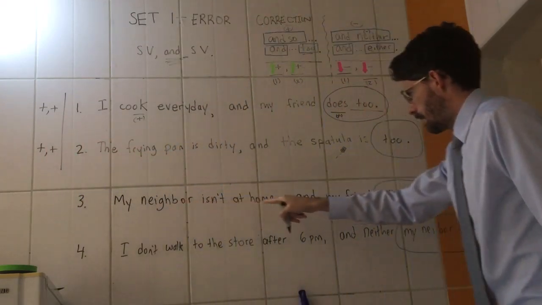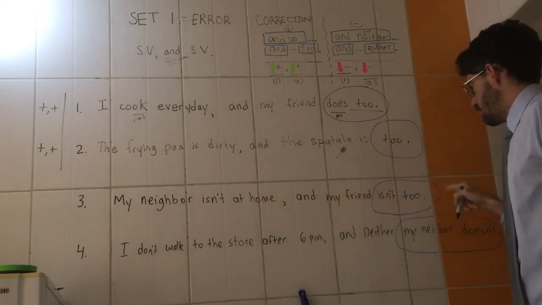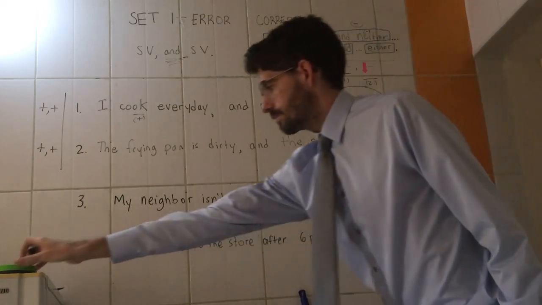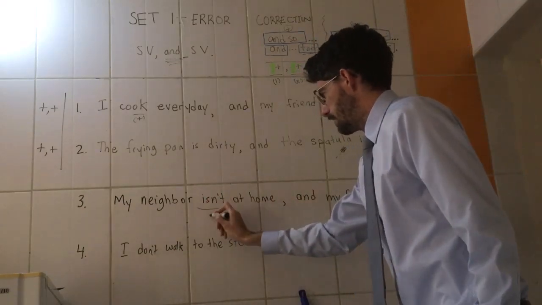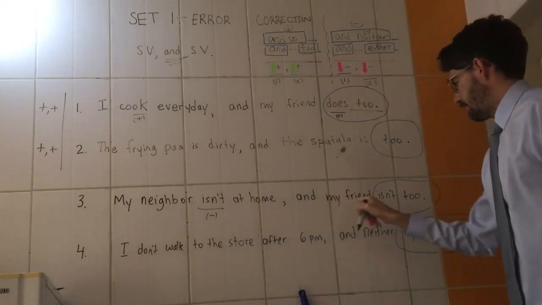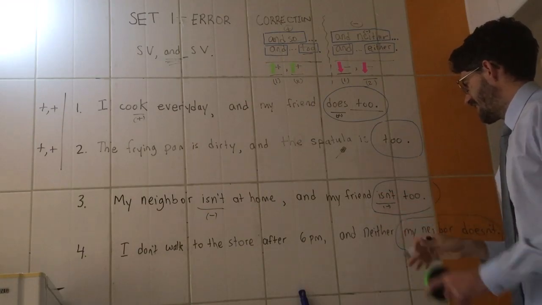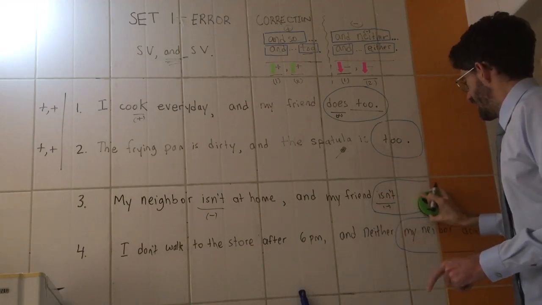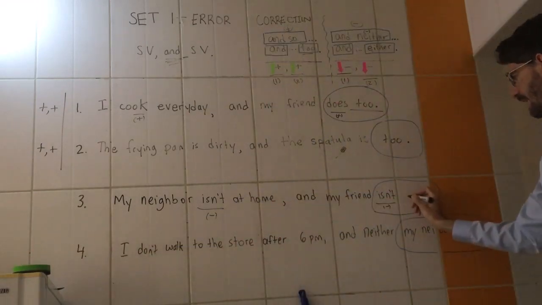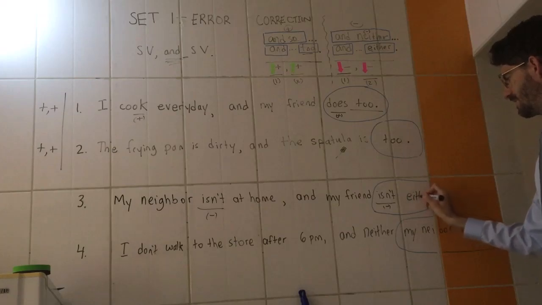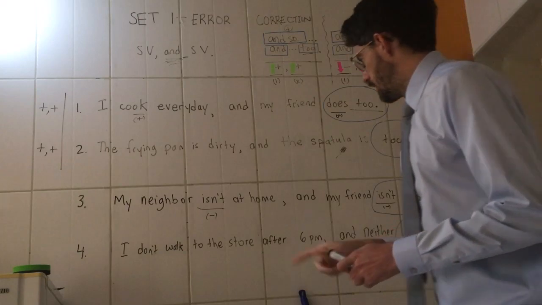My neighbor isn't at home and my friend isn't too. Well, is this a positive or negative? Negative. And my friend isn't. Okay, another negative. So I need an adverb. Isn't either. Either. Okay, period. All right, so now it's okay.